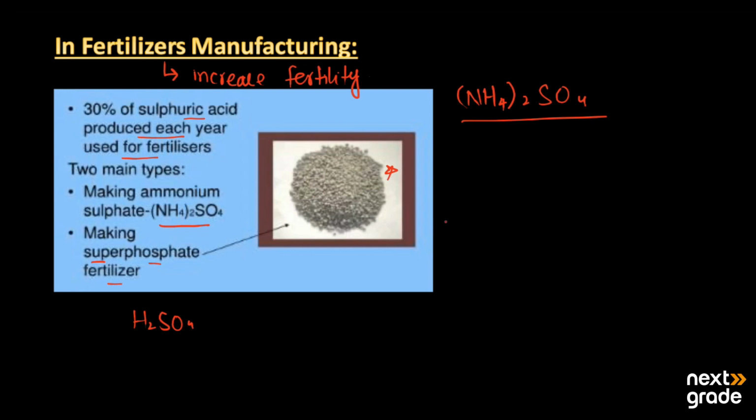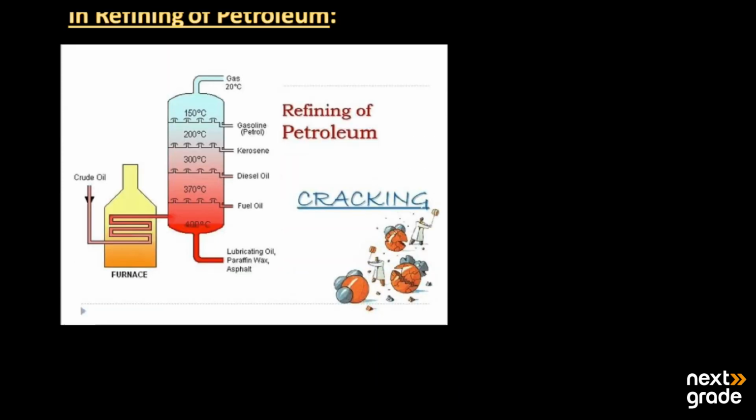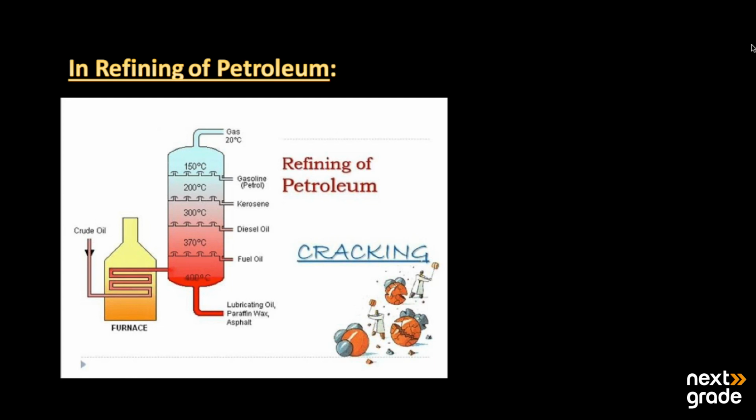All these fertilizers are basically used to increase the fertility of the soil, in turn adding different types of nutrients to the soil. And all of that is done to increase the production of the crops as well as their quality. Then the second use of H2SO4 is in the refining of petroleum products.